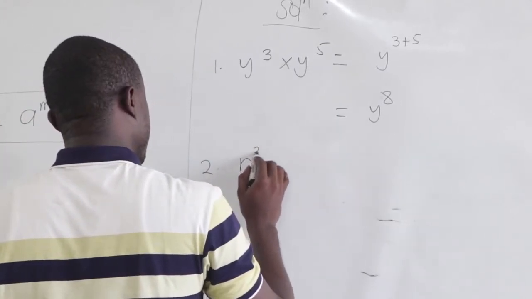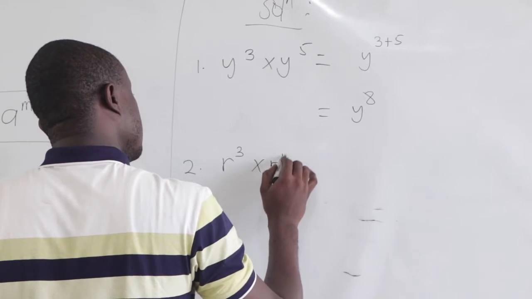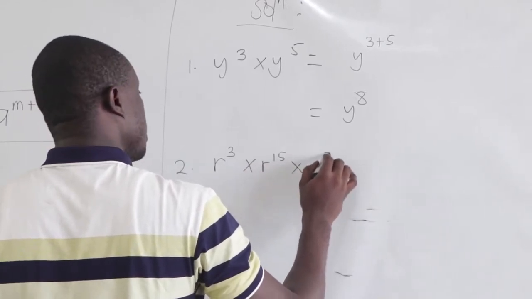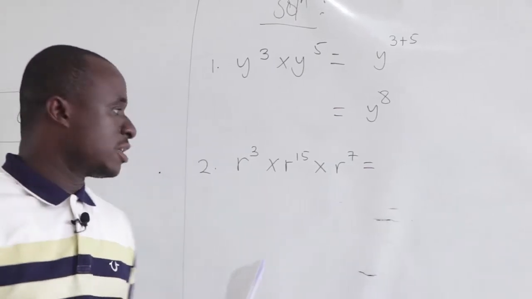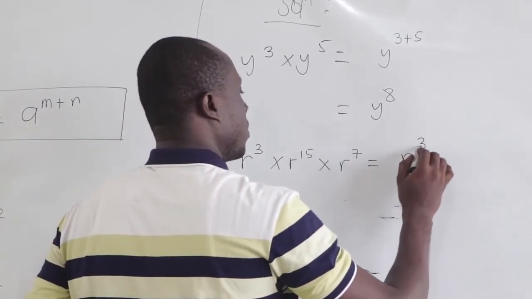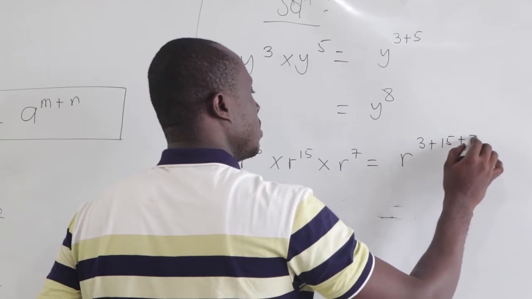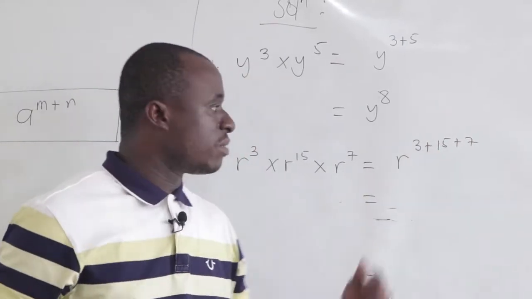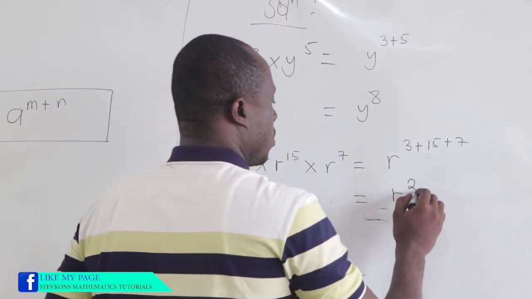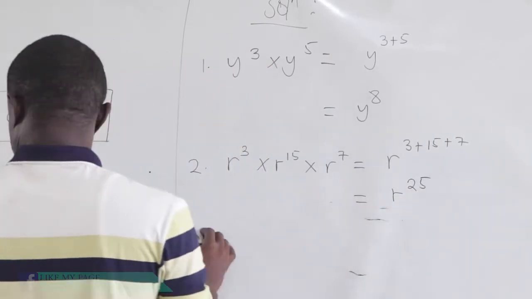We have r to the power 3 times r to the power 15 times r to the power 7. When the bases are the same and you're multiplying, you add the exponents. So here we have r to the power 3 plus 15 plus 7. And clearly 3 plus 15 is 18, plus 7 is 25. R to the power 25. Now let's see the third one.